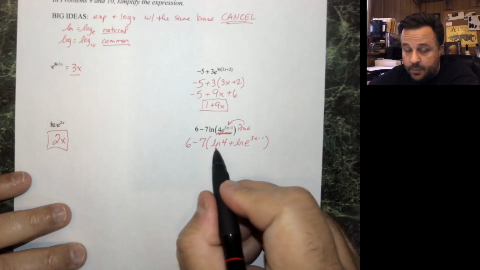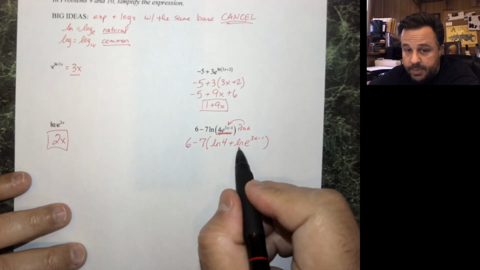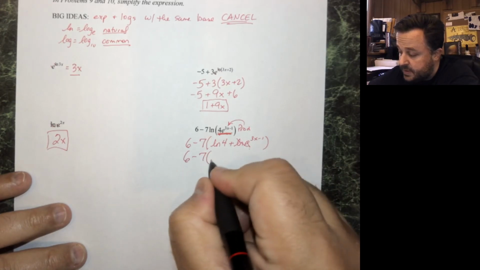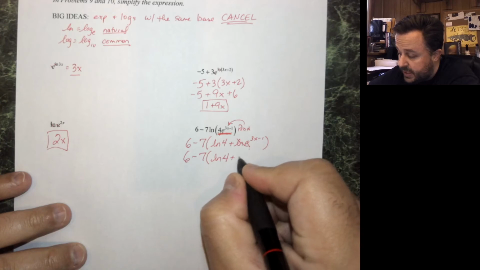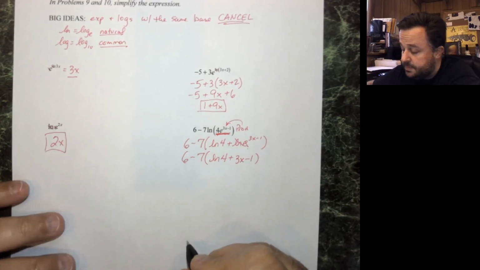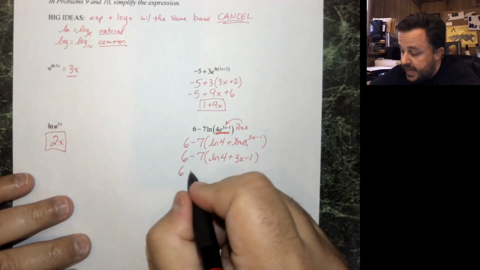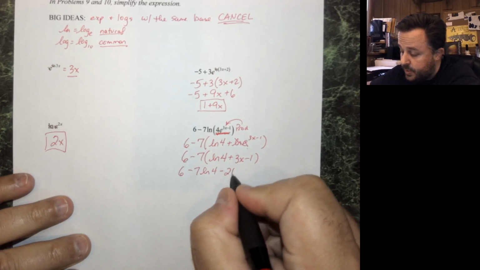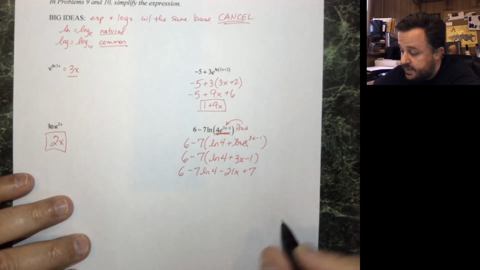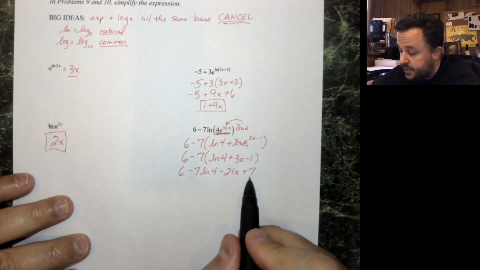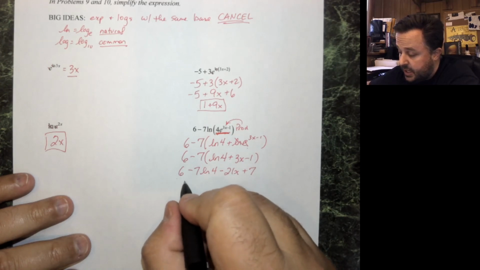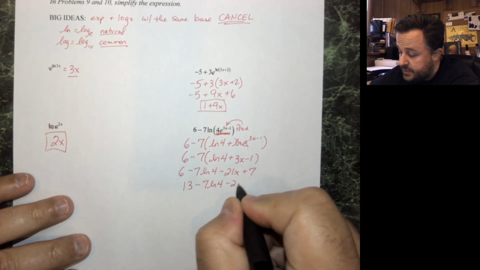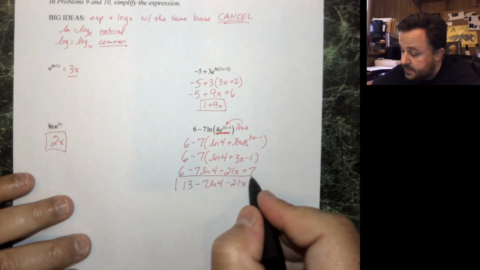Now, this ln and this 4, can't do anything with. But the ln and the e, we can cancel. So I get 6 minus 7, ln of 4 plus 3x minus 1. We can distribute the negative 7 now. So this is minus 7 ln 4 minus 21x plus 7. We can combine any like terms, namely the 6 and the 7. And so we end with 13 minus 7 ln of 4 minus 21x.